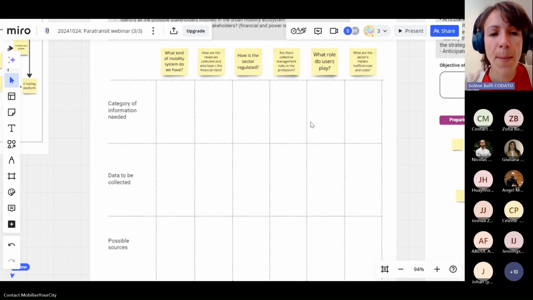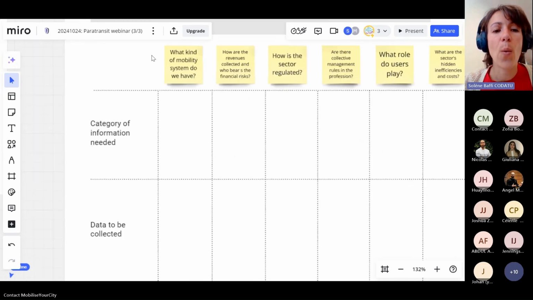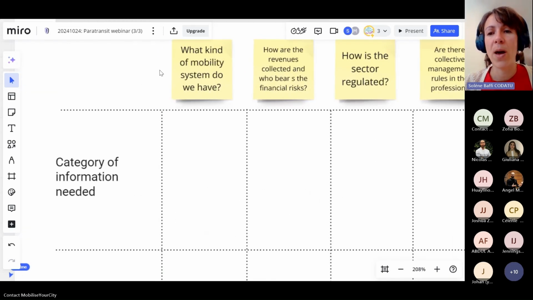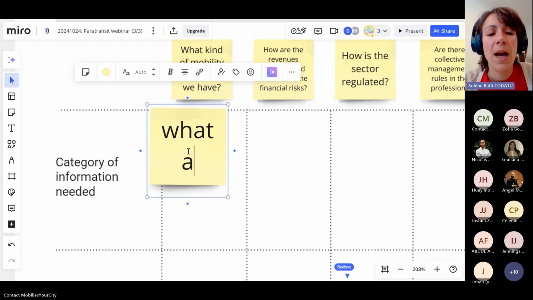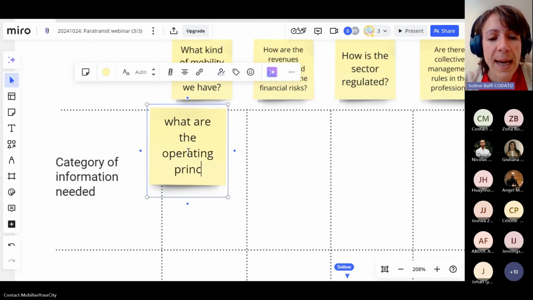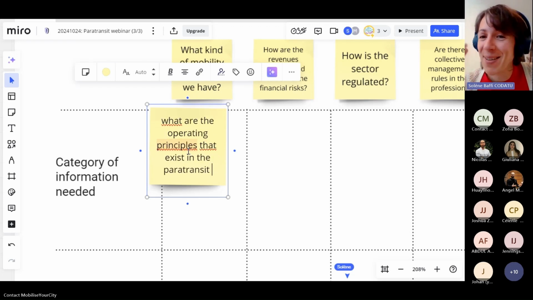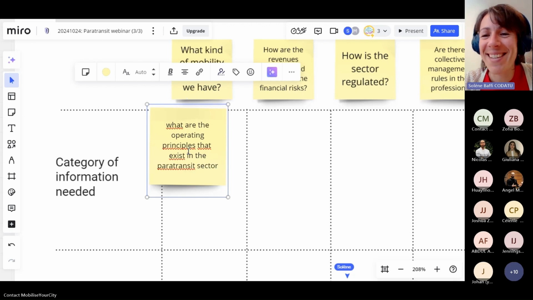So a question to ask would be to understand what kind of mobility system we have. And this would take us to understand, for instance, several aspects. So, for instance, what are the operating principles that exist in the paratransit sector? If you have other ideas, please help me to fill in this table.